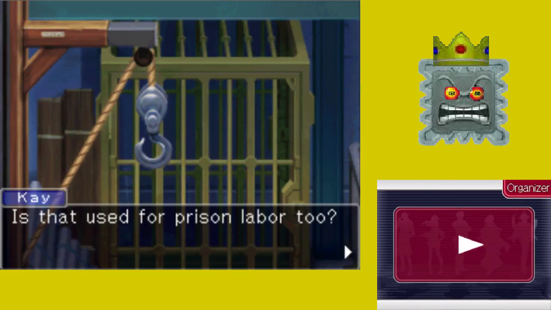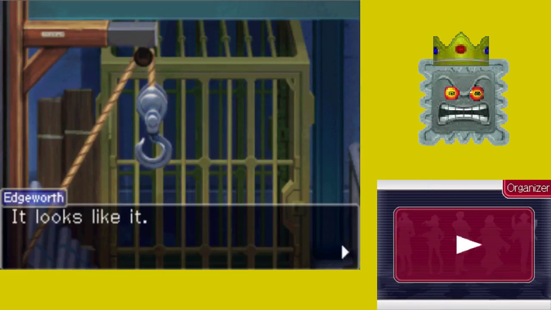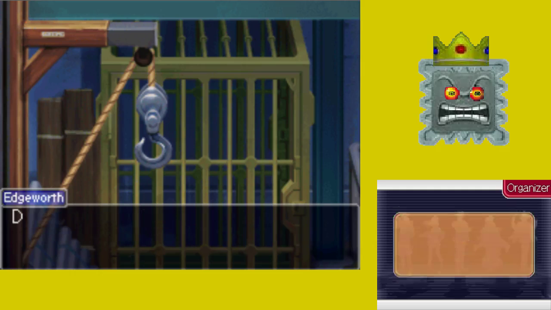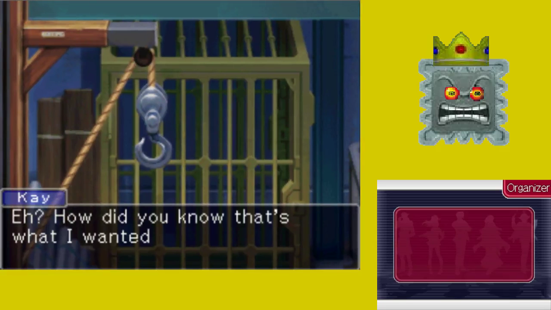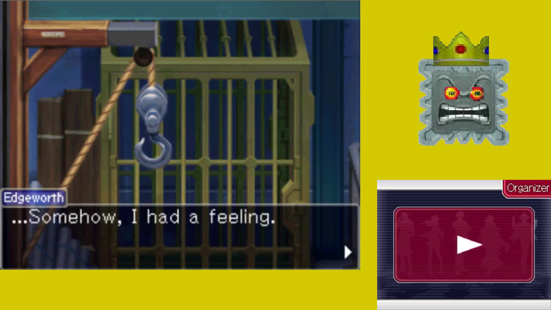It's a pulley. Is that used for prison labor too? It looks like it. There's something I want to ask you. Don't even think about dangling on the hook. You're not Sly Cooper, Kay. I want to be Sly Cooper, Mr. Edgeworth. No, Kay, you can't be Sly Cooper. But I have an OC, Mr. Edgeworth. I have a Raven OC. And how do you know that's what I wanted to do? Somehow I had a feeling.